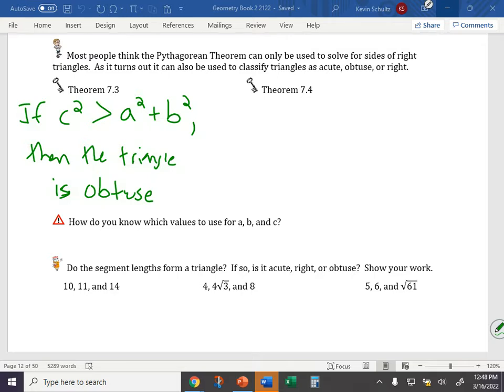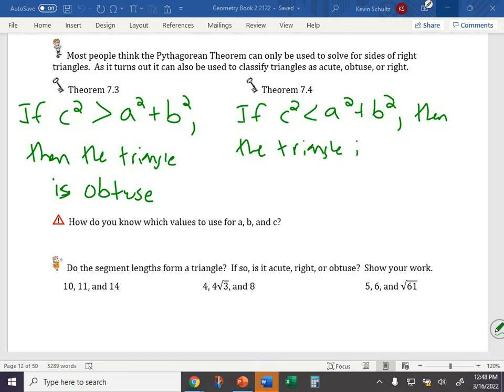Anyone wager a guess as to what theorem 7.4 is going to say? Joey? If c squared is less than a squared plus b squared, then it's acute. Yes. If c squared is less than a squared plus b squared, then the triangle is acute.